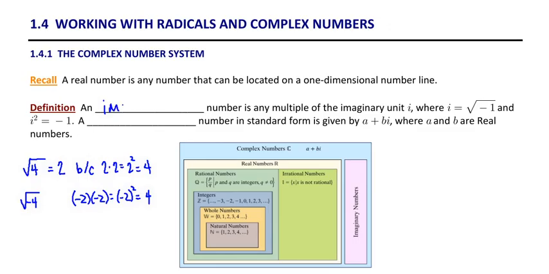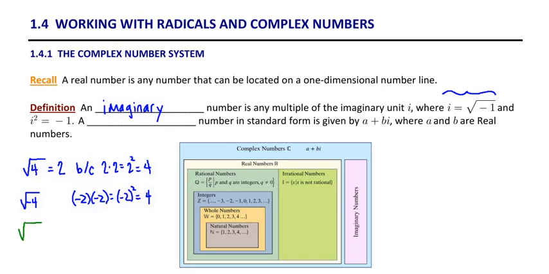An imaginary number is any multiple of the imaginary unit i, where i is equal to the square root of negative 1 and i squared is equal to negative 1. So the building block for our complex number system is this imaginary unit i, which represents the square root of negative 1, not something that exists on the real number line or in the set of real numbers. And we observe i squared is equal to negative 1.